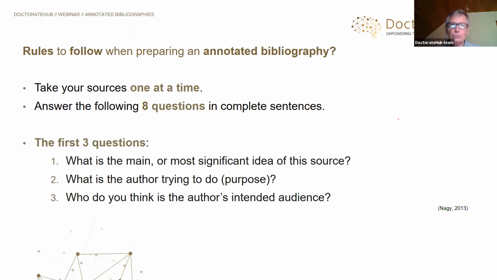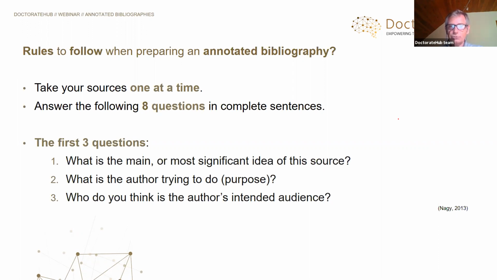So let us go through these 8 questions, and that, I guess, will give you an even better understanding of why and how we are doing it. The first three questions would be, what is the main or most significant idea of this journal paper?